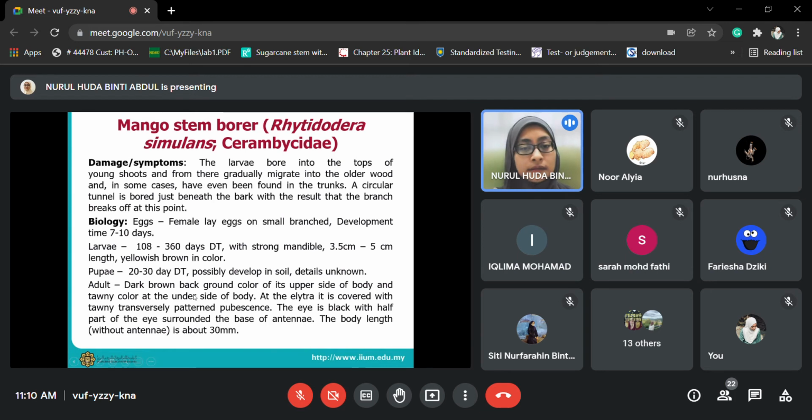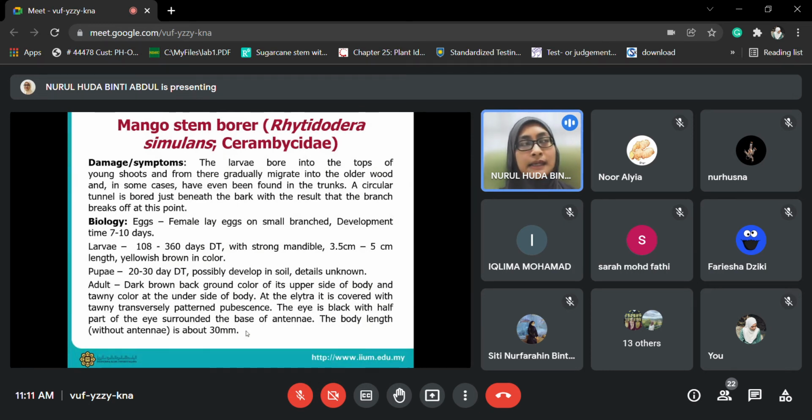Okay, for the adult, they have dark brown colors on the upper side of the body and tawny colors at the underside of the body. Okay, the elytra is covered with transverse patterns of pubescence. The eyes are black with half part of the eyes surrounding the base of the antenna. The body length, just the body part sahaja, is around 30 mm. Okay, 30 mm, you can imagine, just the body part. But they have a very long antenna.